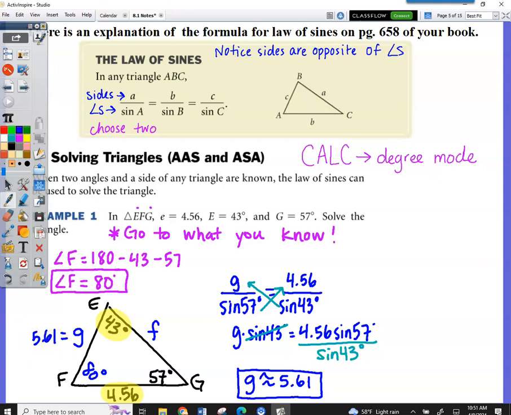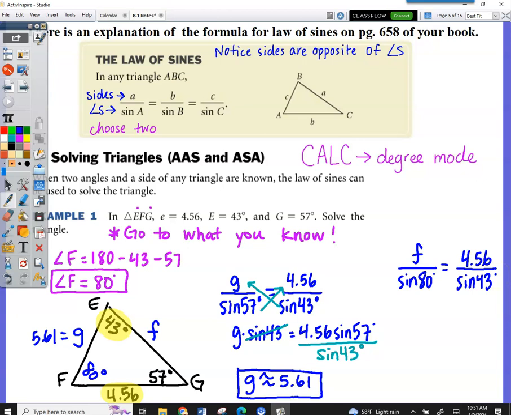Now I need to solve for F. So remember law of sines. We're going to do F over sine angle F. What's the angle F? 80 equals fraction bar. Here comes your anchor fraction. This is why it helps to highlight it, because it gets used, hence the name anchor fraction. We got 4.56 over sine 43.